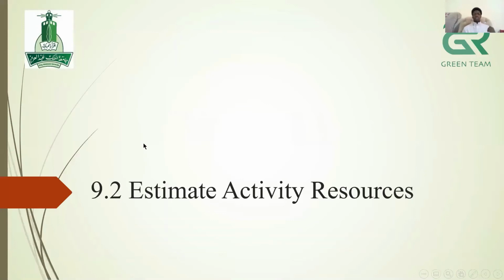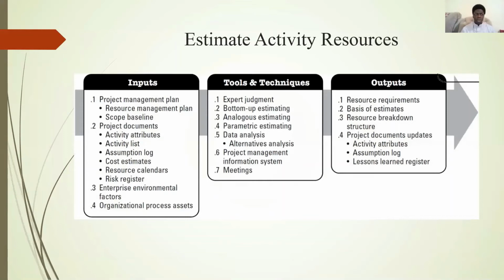After that, we are going to estimate the activity resources. In this case, we are going to assign the resources to the activities. As you can see, the inputs are the master plan, project documents, and OPA. The outputs will be basis of estimates, resource breakdown structure, and project documents updates. Okay, and the tools are expert judgment, bottom-up estimating, and all the rest of the tools and techniques.